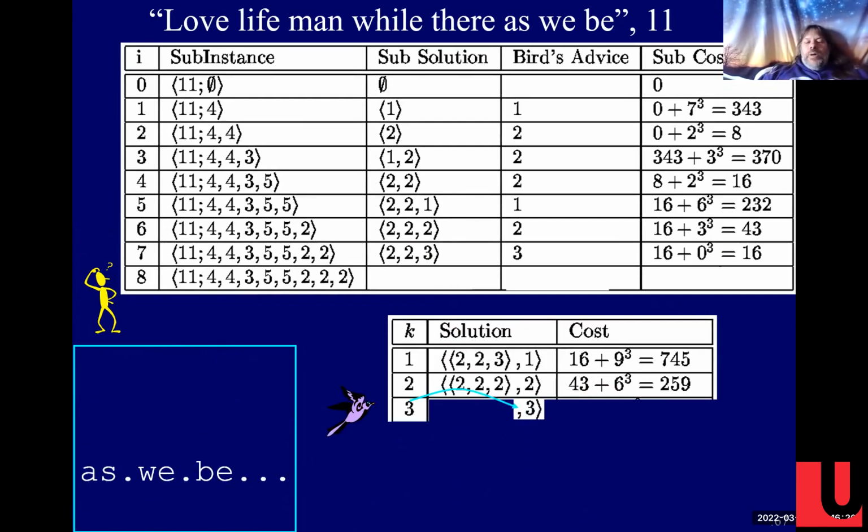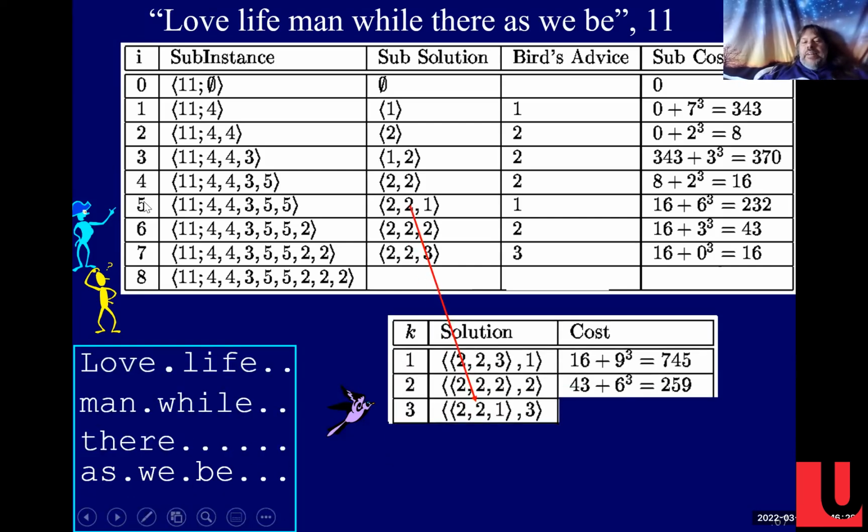She says put 3 words on the last line, so we do that. 8 minus 3 is 5 words. We ask our friend how to print 5 words, and our friend says print it 221. So now we have 221 is our friend's answer plus our bird's answer. We combine those to get our answer. 2, 2, 1, 3, right, is our solution.